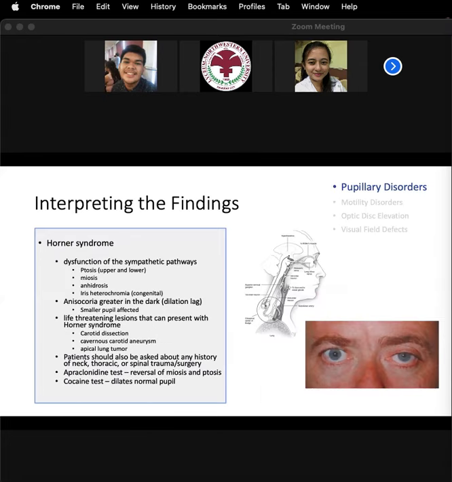Okay. For Horner syndrome, now we go to Horner syndrome, which is caused by a dysfunction of the sympathetic pathway and presents with ptosis, small pupils or miosis, and anhidrosis. For congenital cases, mayroon hydrosis. So, ptosis ng Horner syndrome is upper and lower. Okay.